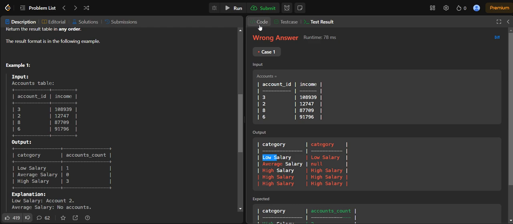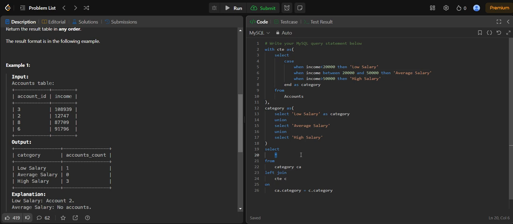Okay, so I have to select the category. This is coming from the CA table, the category table, and this is coming from the C table, the CTE table. So let me do the correct selection. CA dot category, I need the CA dot category, because I need all the names, and then I have to do the count of C dot category. Whenever count faces a null, it will count it as 0. Category as accounts count.